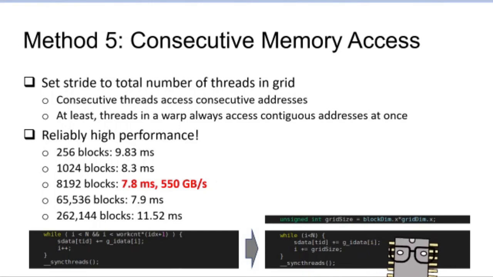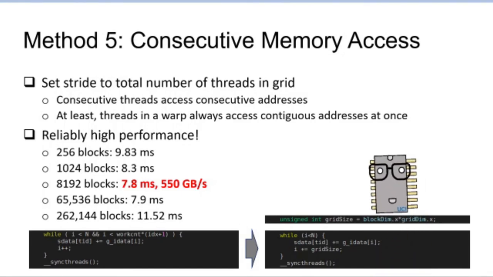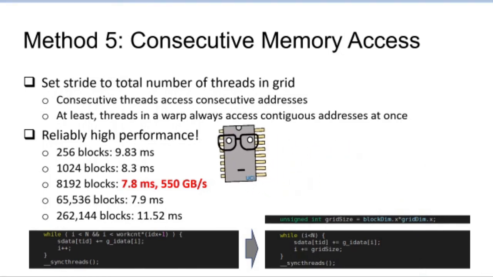And at the next loop iteration, thread zero will be accessing 10,000, thread one will be accessing 10,001, thread two will be accessing 10,002, thread three will be accessing 10,003, and so on. At any given time, 32 threads will be accessing 32 consecutive address locations, kind of removing the random access issue. And this gives you reliably high performance.